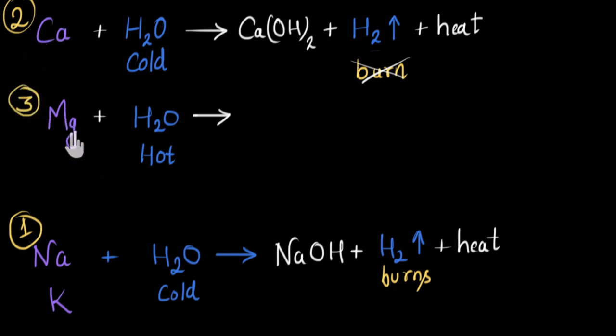So here also in this case, magnesium will displace hydrogen and react with oxygen to form magnesium oxide, and hydrogen gas will be given off. And magnesium oxide is soluble in water, so we will get magnesium hydroxide finally. Next we have aluminium reacting with water.